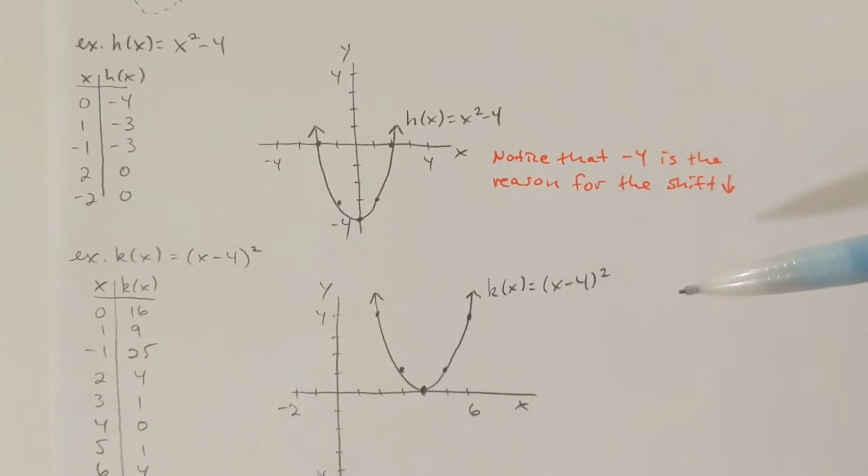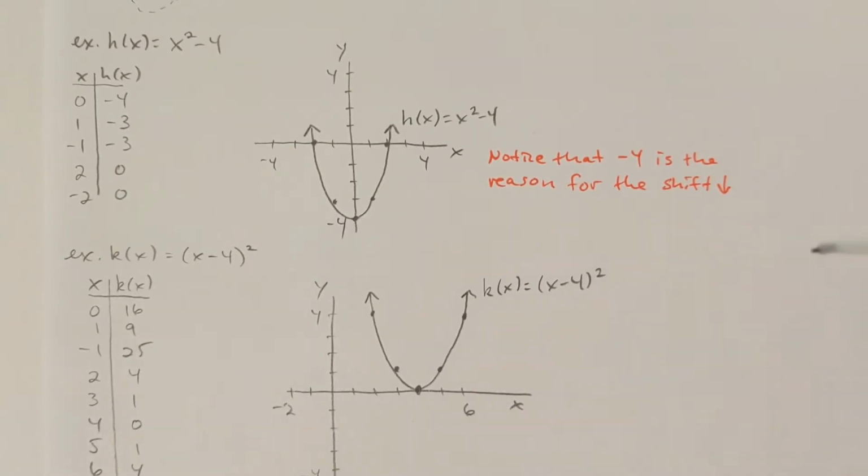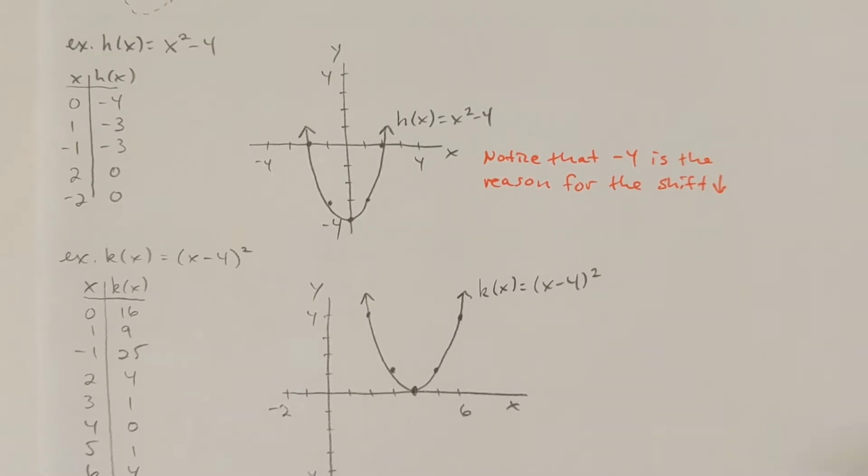So there's three basic transformations. Four, if you want to include another one. But let's check it out. The first example, h of x equals x squared minus 4. Let's graph that one, and we'll compare it to the original, y equals x squared.